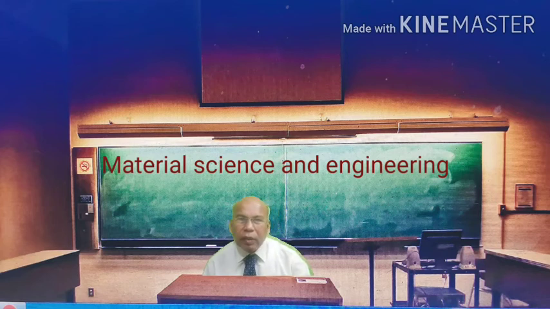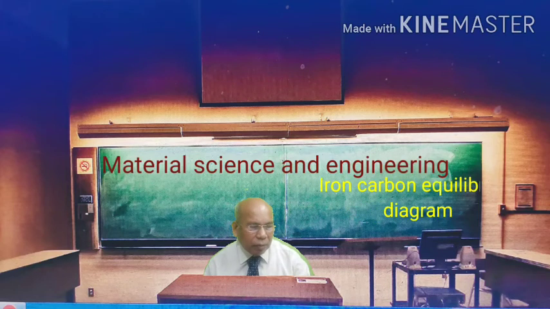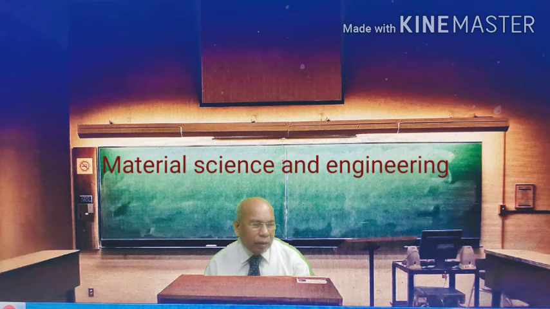So these variations are represented in a graphical representation. This is called the iron carbon equilibrium diagram. In the notes, the iron carbon equilibrium diagram is given with various percentages of carbon and various temperature levels. The percentage of carbon is taken along the x-axis, and the temperature variations are taken along the y-axis. This diagram is very important for getting the various characteristics of the steel.